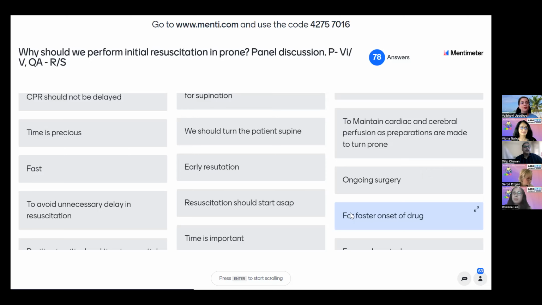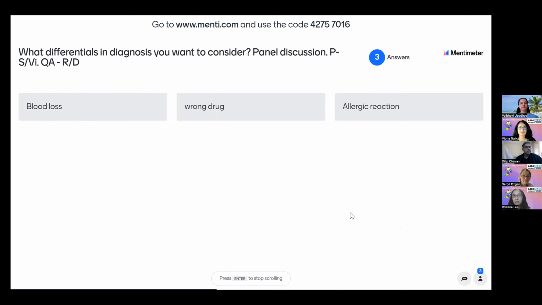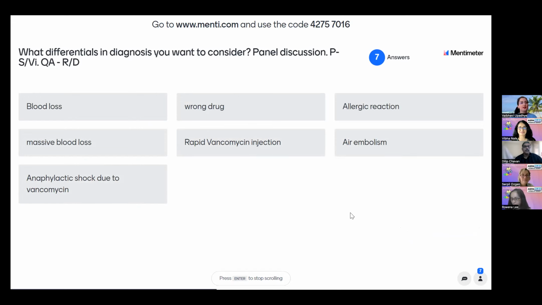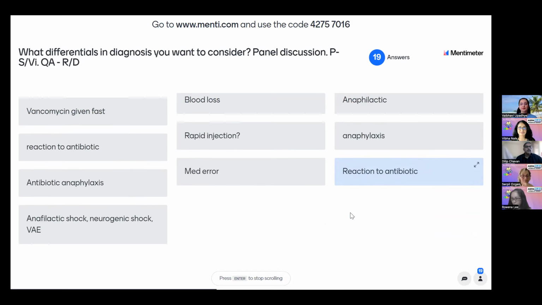So it's time for us to move to the next. Now, this did happen, but let's think of what were the differentials in diagnosis that you want to consider. Why did this happen? What went wrong during this, and what was the cause for that? I mean, why did the child become almost near arrested? For this, I would request the panel, Dr. Serpil and Dr. Vibha, to interact with the participants as they type in all the thoughts.